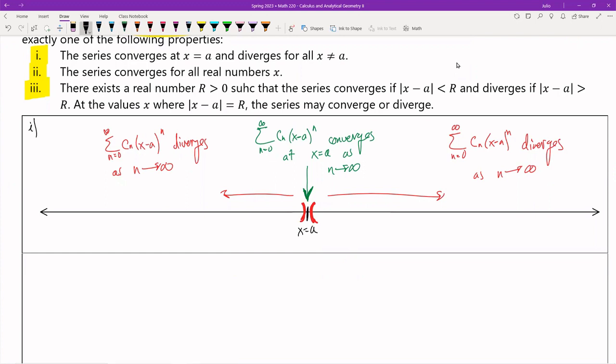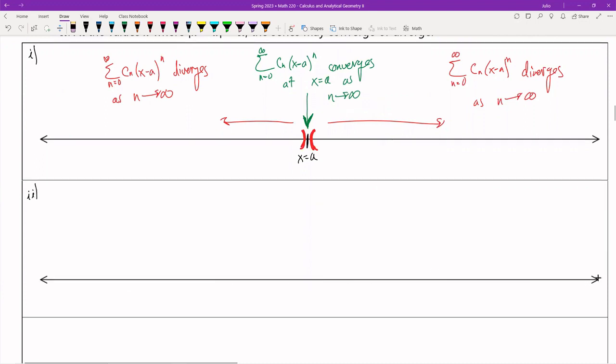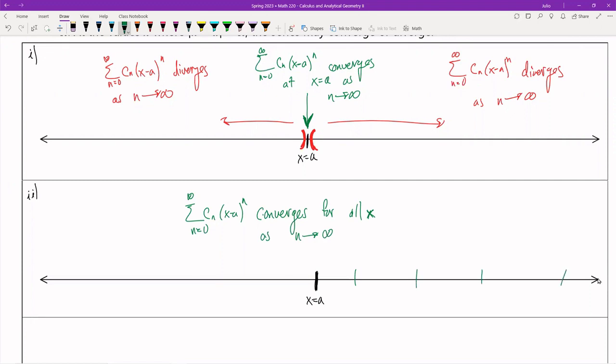Option two, that one's a nice one. It says that the series converges for all real numbers. So again, I'm going to throw a number line down. You have an x value, so this is x equal a. This one says that the sum n equals 0 to infinity of c_n (x minus a)^n converges for all x as n tends to infinity. So it doesn't matter which x value I choose, they all converge to a value. So that's items one and two.